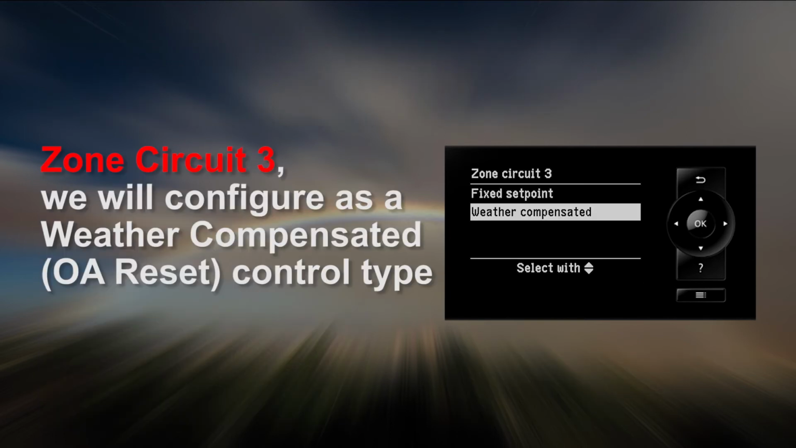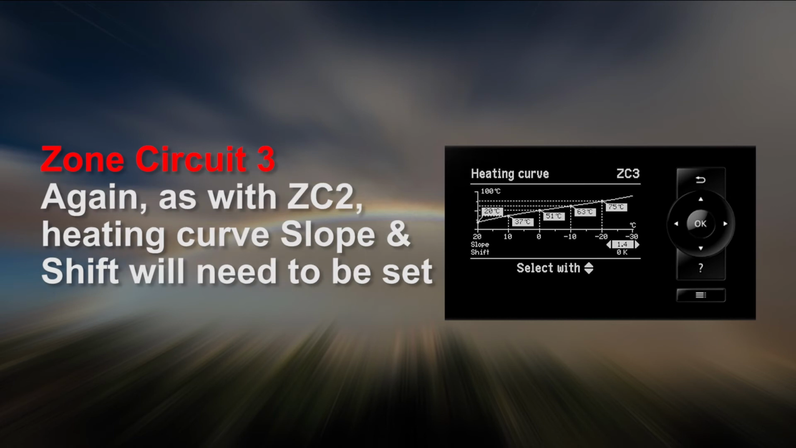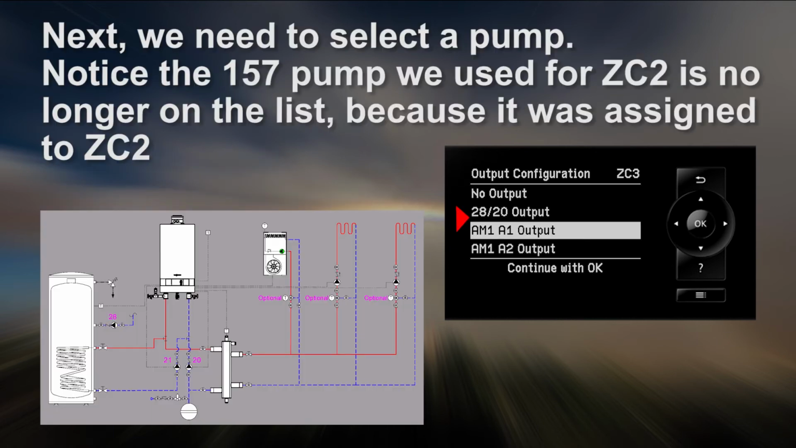Zone Circuit 3 we will configure as a weather-compensated control type. Again, as with Zone Circuit 2, heating curve slope and shift will need to be set. Next, we need to select a pump. Notice that the 157 pump we used for Zone Circuit 2 is no longer on the list because it was assigned to Zone Circuit 2.